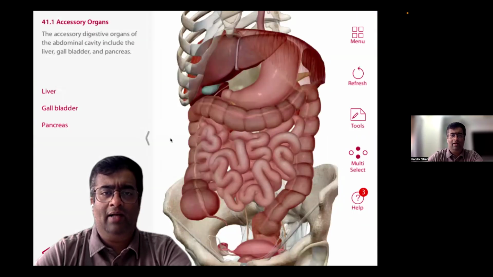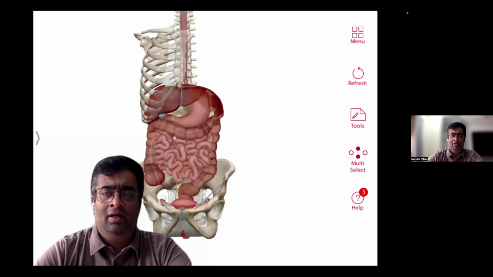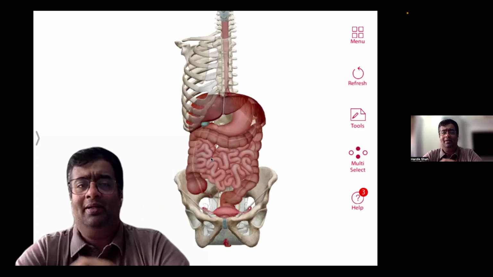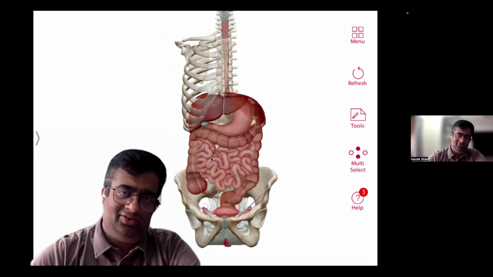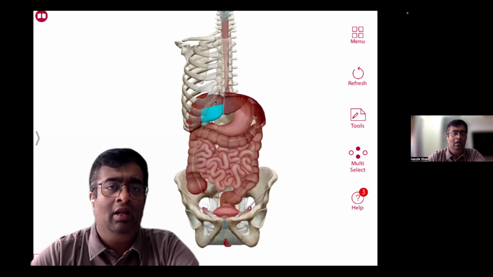The liver, the gallbladder, salivary gland, pancreas are all accessory digestive organs. They are not a part of the alimentary canal, but they open into the alimentary canal and release their secretion. Now, as such, the gallbladder does not produce any secretion, but it stores the secretion produced by the liver.